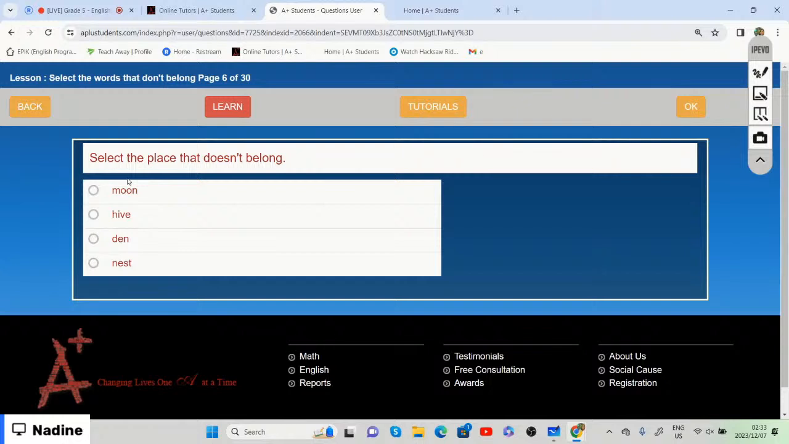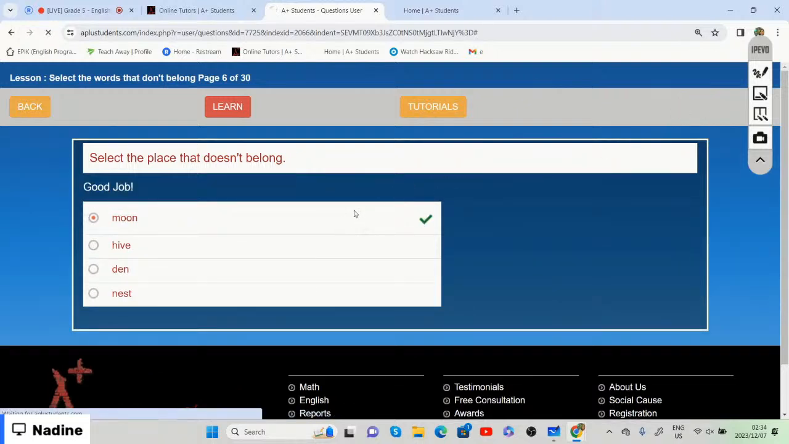All right, if we select the word that doesn't belong, we'll say it is moon, right? Because hive, den, and nest are a form of shelter for a specific animal. A hive is a shelter for a specific animal. A den is a specific shelter for a specific animal, as well as a nest. So moon does not belong. So number one is correct because moon doesn't belong.